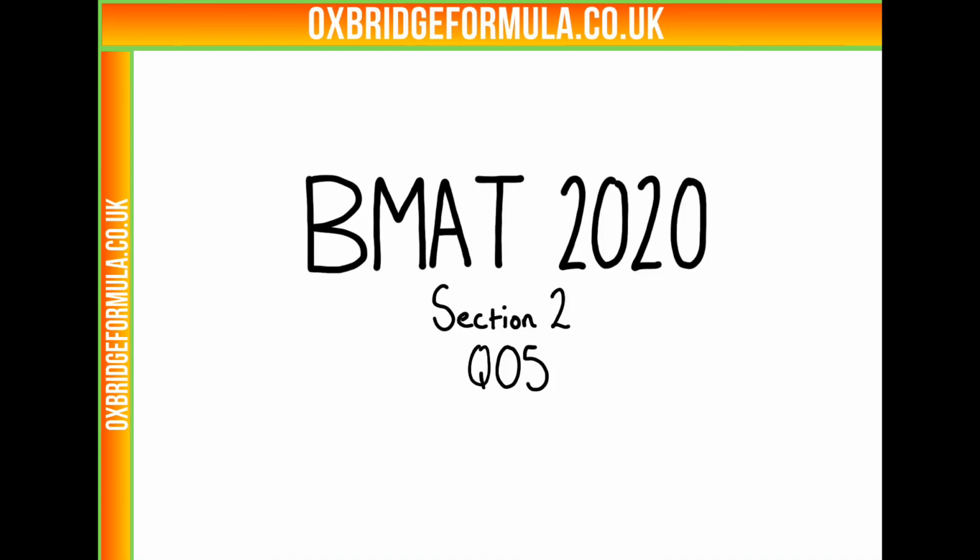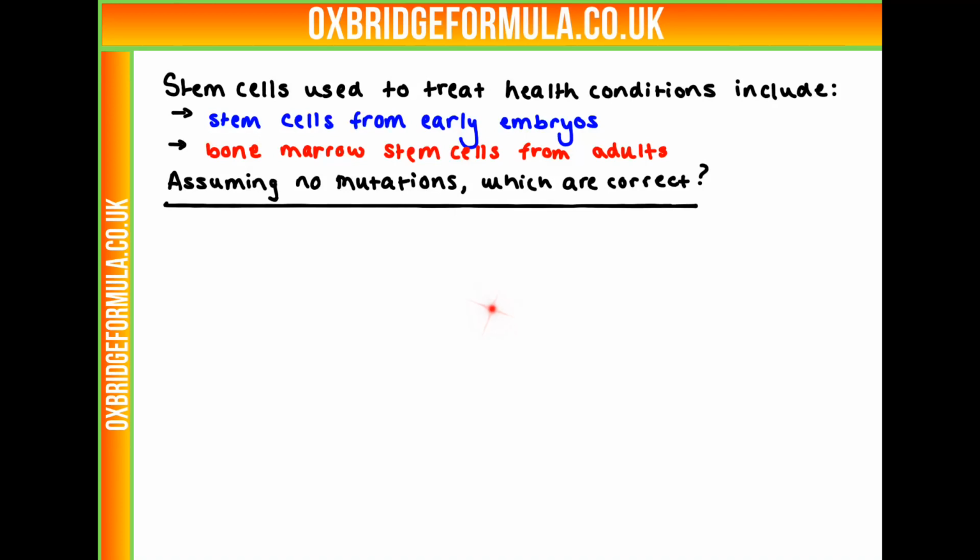In this video, we're looking at BMAT 2020, Section 2, Question 5. So this question is about gene therapy, and we're told that some stem cells that are used to treat health conditions include stem cells from early embryos and bone marrow stem cells from adults. And assuming that no new mutations occur, which of the following statements are correct?